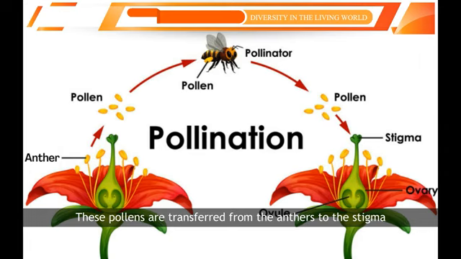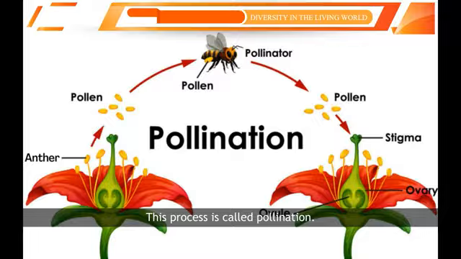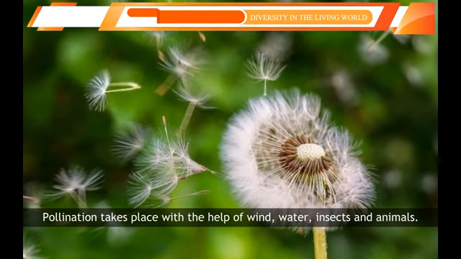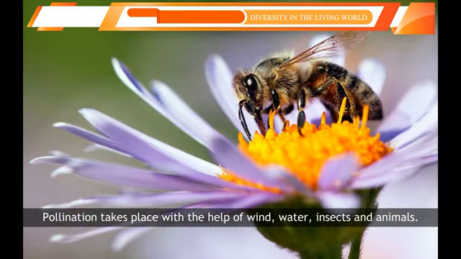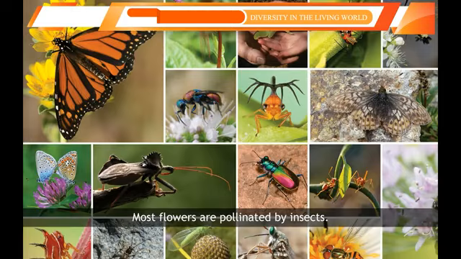These pollen grains are transferred from the anthers to the stigma of the same flower or other flowers. This process is called pollination. Pollination takes place with the help of wind, water, insects, and animals. Most flowers are pollinated by insects.